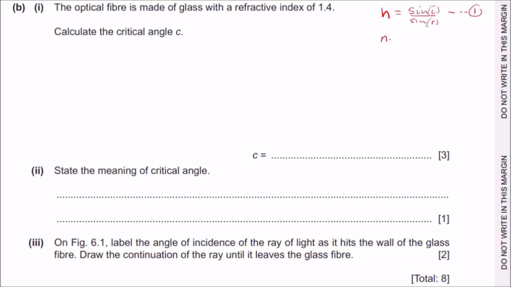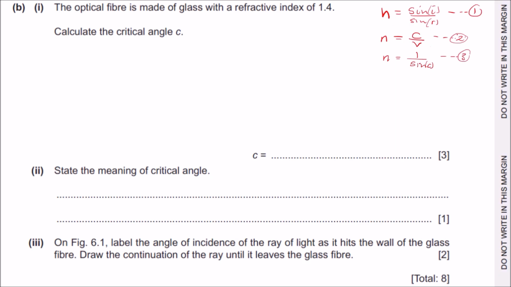We were also defining refractive index as the ratio of the speed of light in a vacuum to the speed of light in any medium, and we called this equation number 2. Then finally, under total internal reflection, we said refractive index is 1 over sine the critical angle. This is equation number 3.